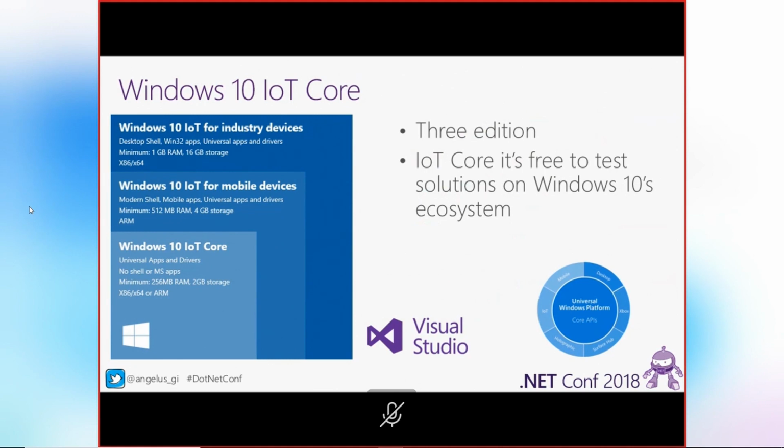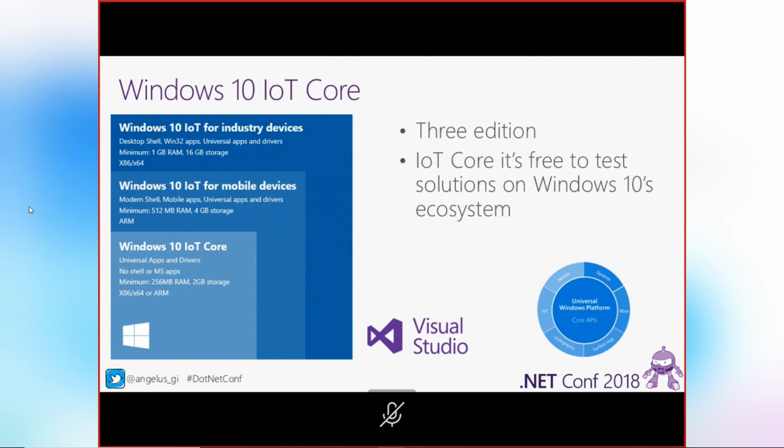We have other versions of Windows 10 IoT, such as IoT for mobile devices, which has our familiar user experience with the shell provided by Windows 10, and on it we can run Windows 10 universal apps, drivers, and mobile applications. The more complex version of Windows 10 IoT is called IoT for industry devices.